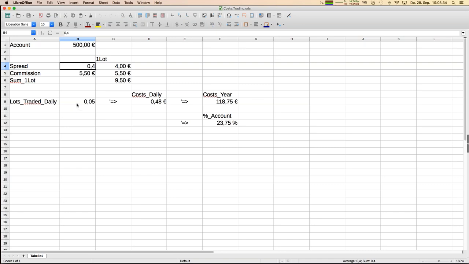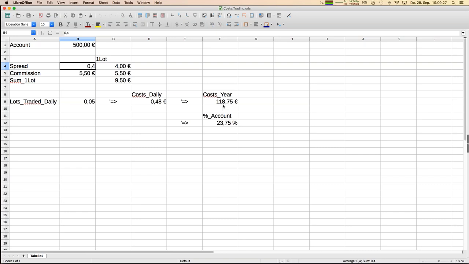And now let's assume that you have a trading activity, a daily traded volume of 0.05 lots, which is not much. It might be 5 trades with 0.01 or maybe 1 trade with 0.05, anyhow. So let's assume that is your daily volume being traded. That would generate daily costs of nearly half a euro. And if I multiply that one with 250, which is about the number of days you can trade if I neglect the Sunday late evening hours, then this adds up to 120 euros.